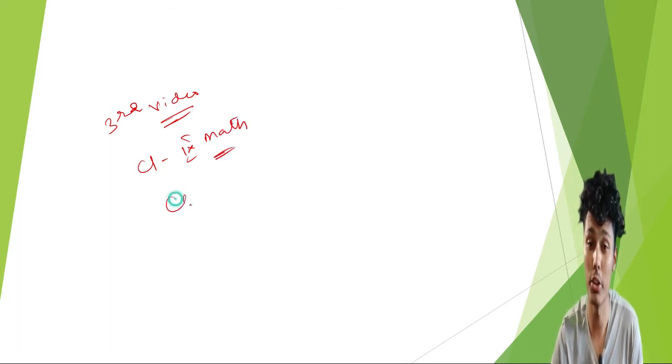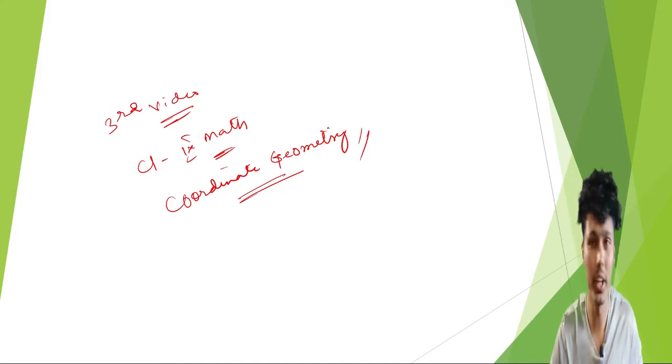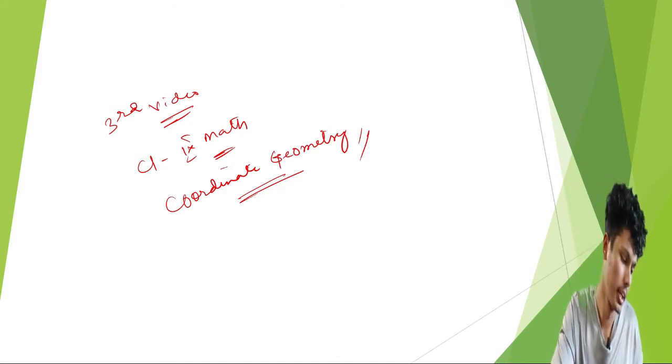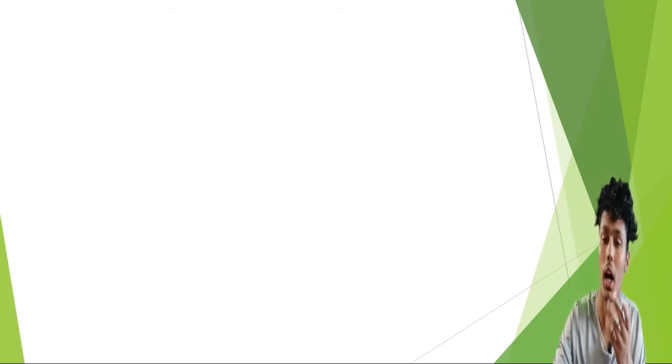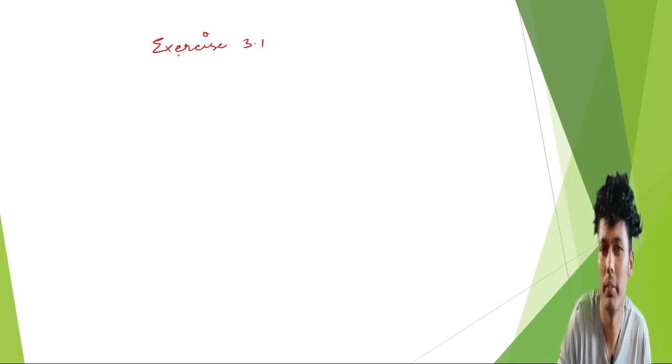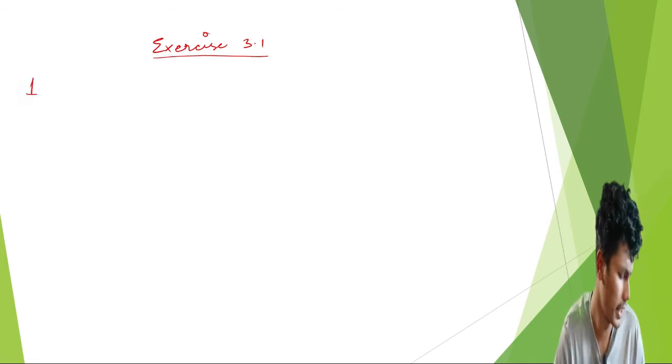I have taken coordinate geometry as our first chapter, for which I have already given two videos. Now in this video we are going to start with our exercise questions. Let me take exercise 3.1, question number 1, parts A, B, C, D, and I'll tell you how we're going to do it.